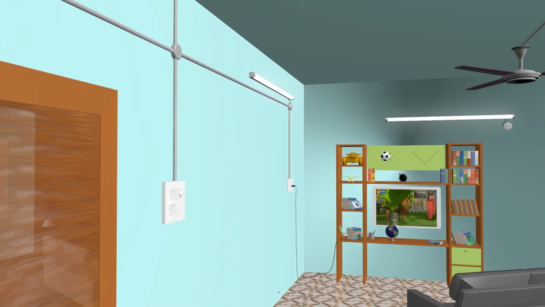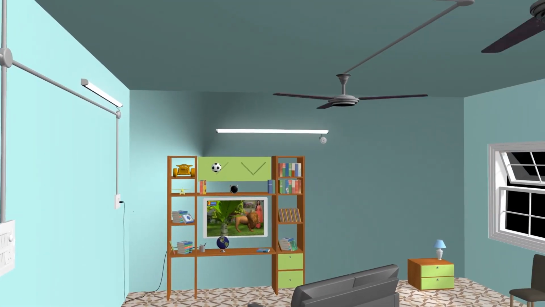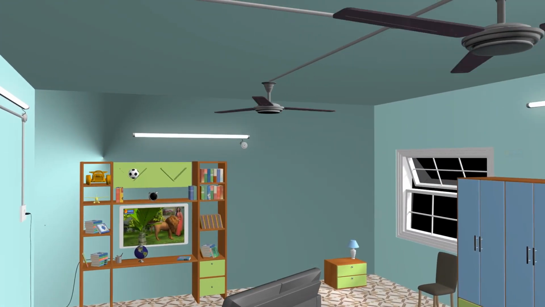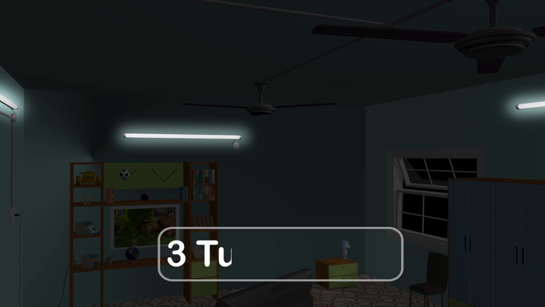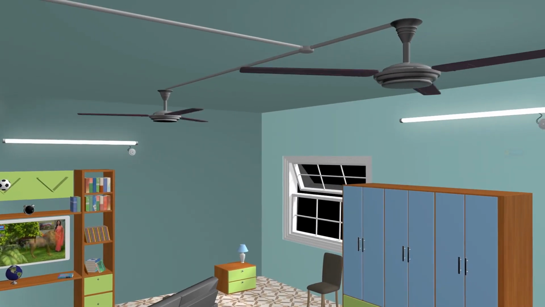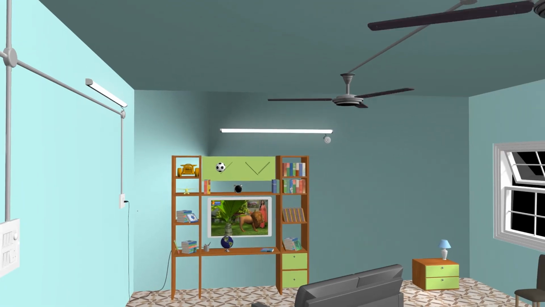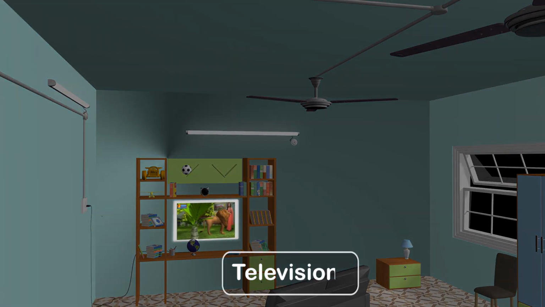Solution. Let us calculate the cost of electrical energy for the appliances used in a house for a month. According to the given information, a house has 3 tube lights, 2 fans and a television.